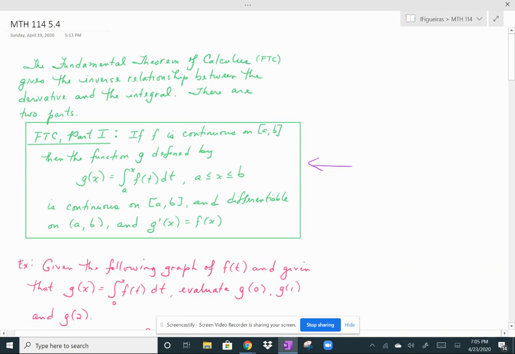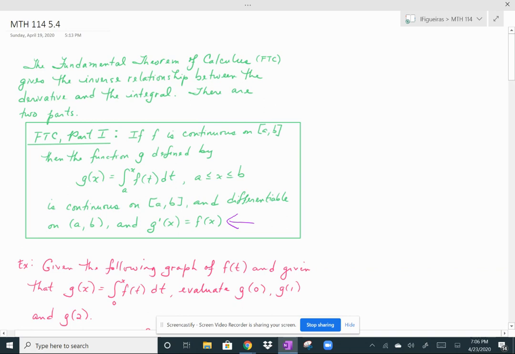If f is continuous on a closed interval from a to b, then the function g defined by g of x equals the integral from a to x of f of t dt, where x is between a and b, is continuous on [a, b]. In other words, g of x, which is an integral, is being defined as a function, is continuous on [a, b] and also differentiable on the open interval from a to b. And if that relationship exists, then this must be true: g prime of x is f of x.